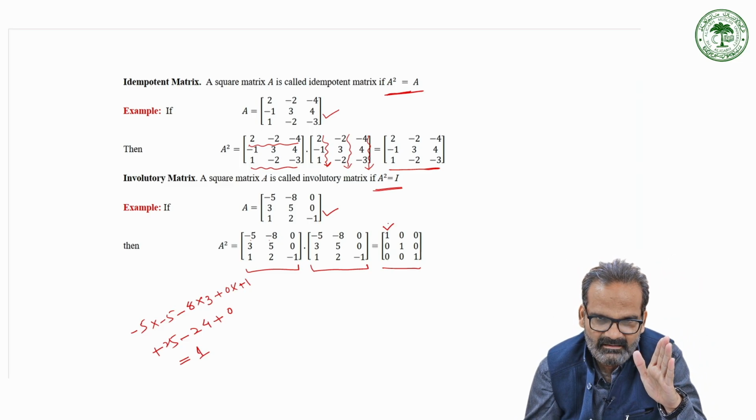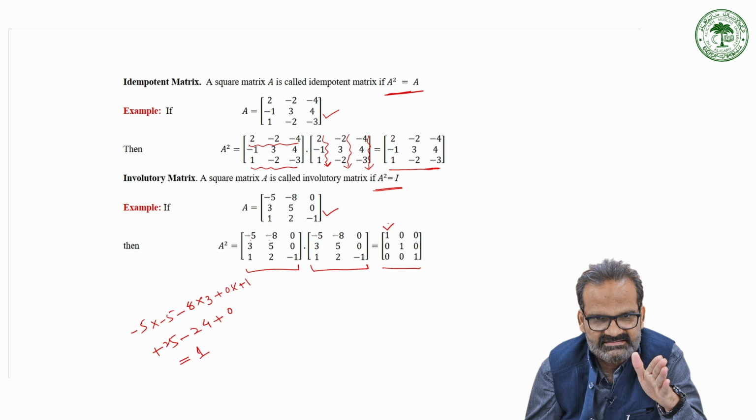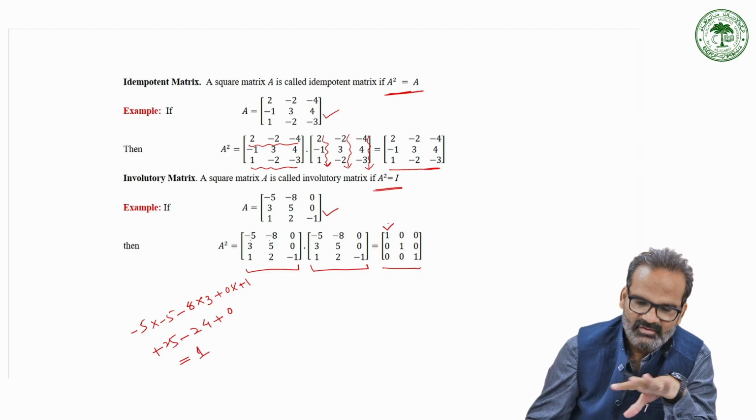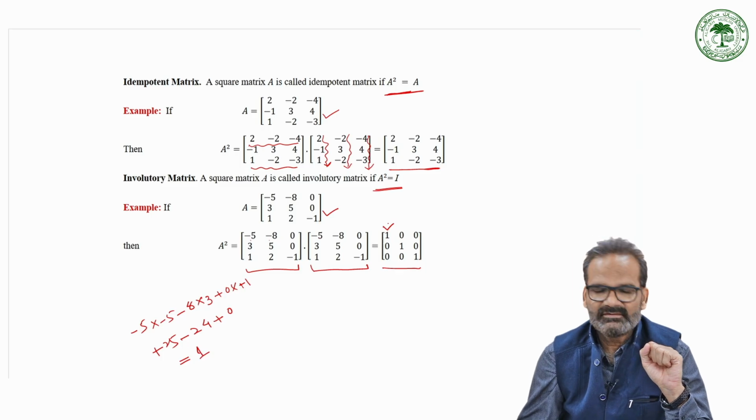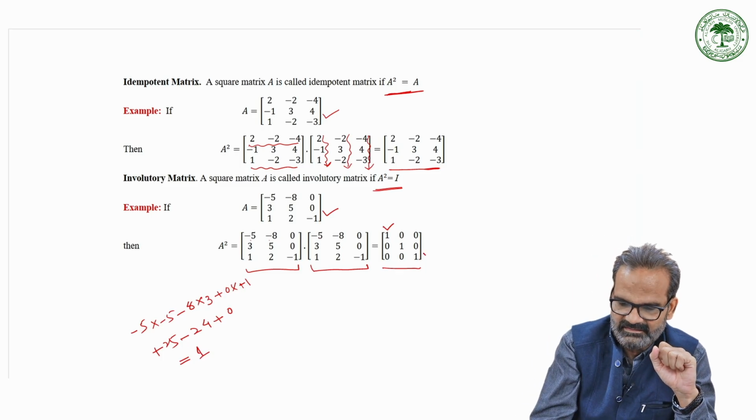Multiply the first row of the first matrix with all the columns of the second matrix, then the second row of the first matrix with all the columns of the second matrix, then the third row of the first matrix with all the columns of the second matrix. So after using this operation, you will get the product of A with A itself as an identity matrix.